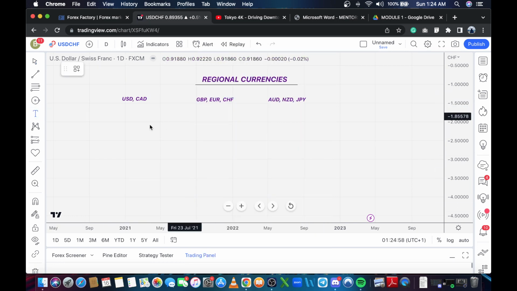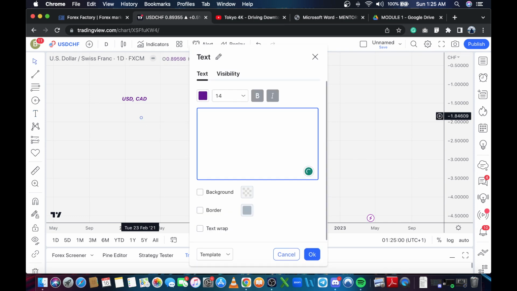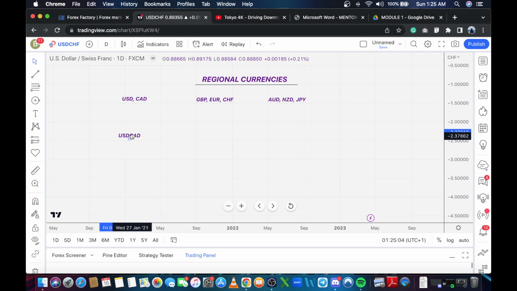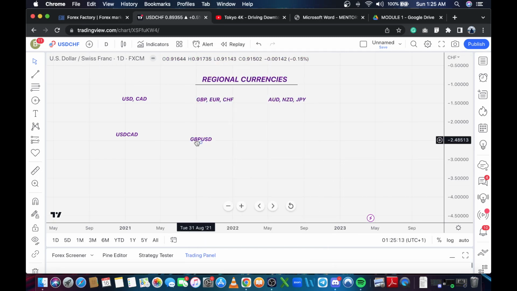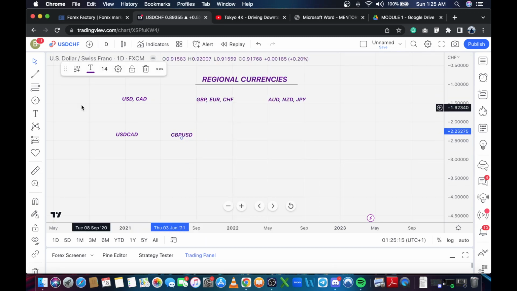Alright, so let's go. The pairing between US dollar and Canadian dollar, that's a major currency. And then we have GBP/USD, that's the pairing between US dollar and pound. And then we have EUR/USD.